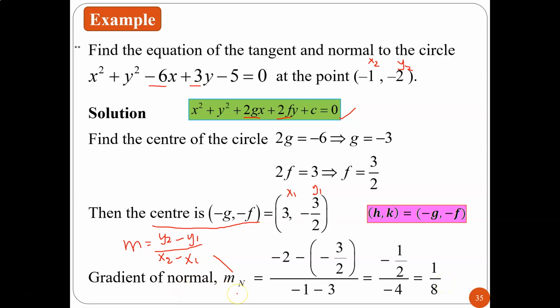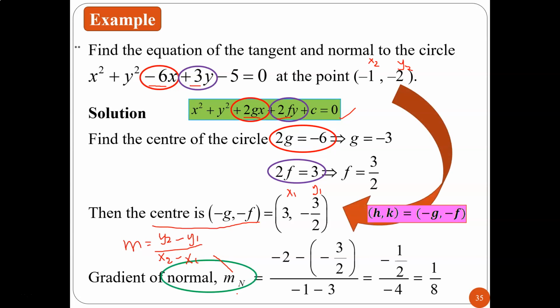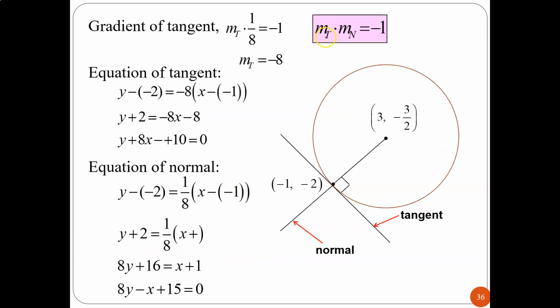So how do you obtain your gradient of tangent? Using this formula: m tangent times m normal equal to negative 1. So you have your gradient of tangent. You substitute m normal, this one 1 over 8, which is previously your m normal. So you're going to find m tangent equal to negative 8. Now you can form the equation of tangent and also equation of normal.